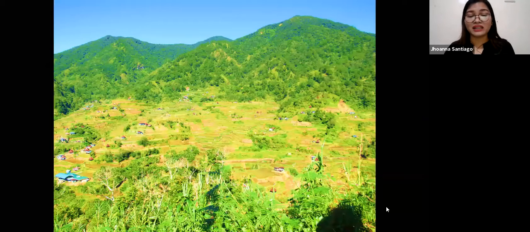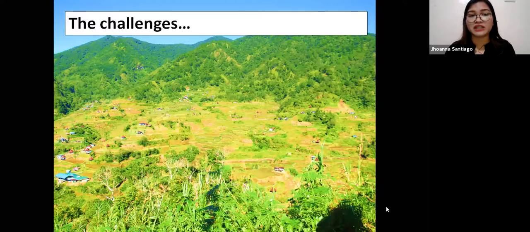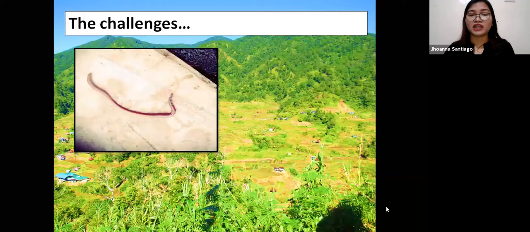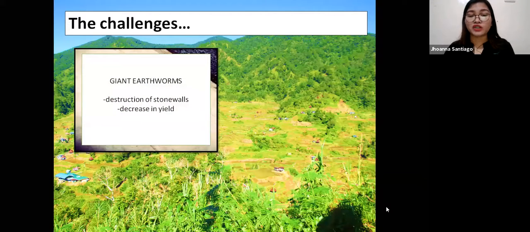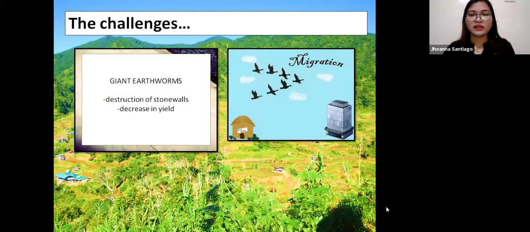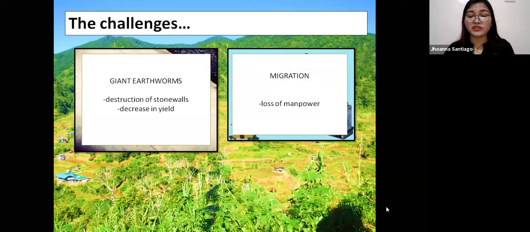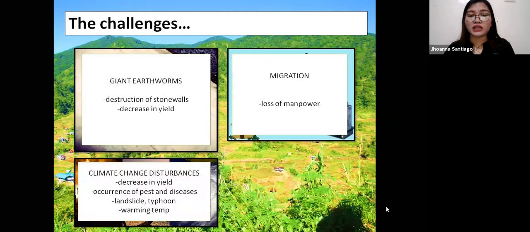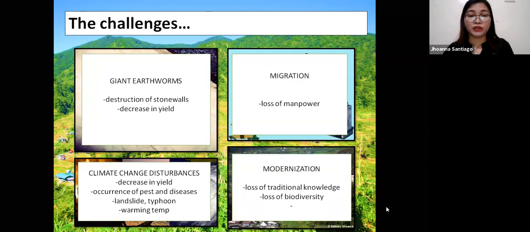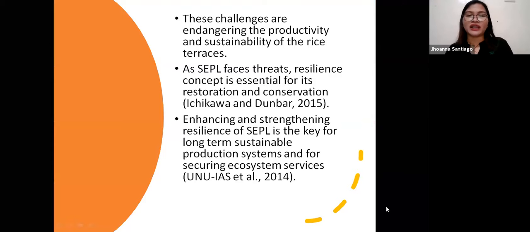But like the other socio-ecological production landscapes in the world, the Chaya SEPL has many challenges. So it includes here the giant earthworm, which caused destruction of stone walls and decrease in rice yield, migration, which resulted to the loss of manpower, and climate change disturbances, decrease in yield, occurrence of pests and diseases, landslide, typhoon, and warming temperature. And lastly, modernization, which causes loss of traditional knowledge and loss of biodiversity. So these challenges are endangering the productivity and sustainability of the Chaya rice terraces.